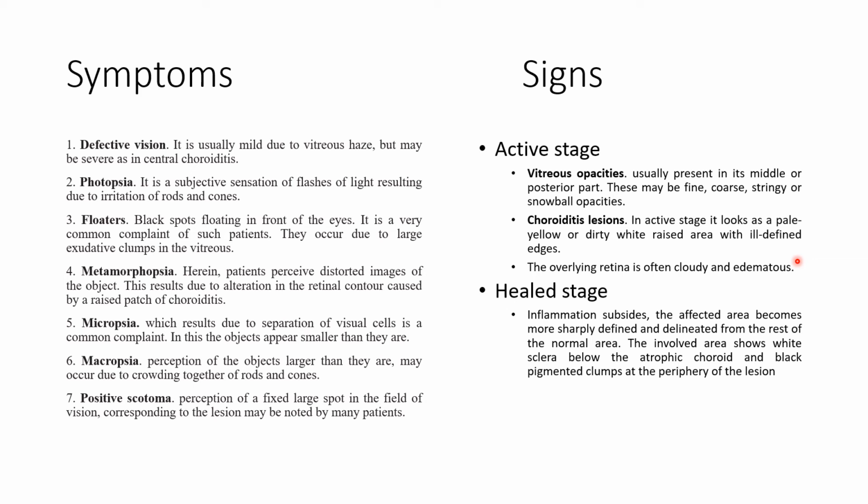When this lesion heals, the affected area becomes more sharply defined and delineated from the rest of the normal area. The involved area shows white sclera below the atrophic choroid and black pigmented clumps at the periphery of the lesion. So the central area is relatively white because of visibility of the sclera, and the periphery, where there is hypertrophy of the pigment, becomes dark and black in color.